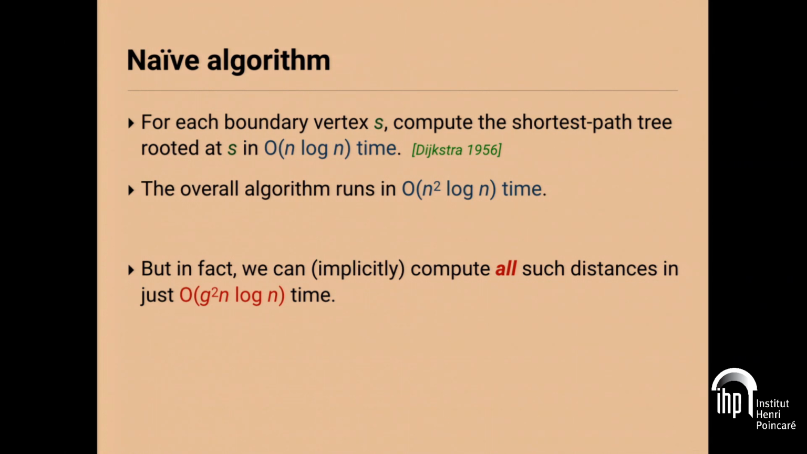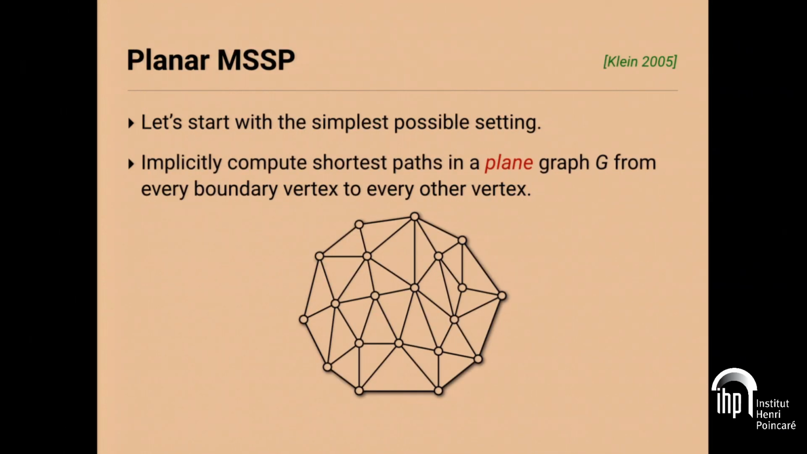And this is the magic of Philip Klein. Phil Klein is a professor at Brown who is the wizard of planar graphs. He came up with this multiple source shortest path thing in the context of planar graphs, which I need to spend some time on to get some of the ideas across.